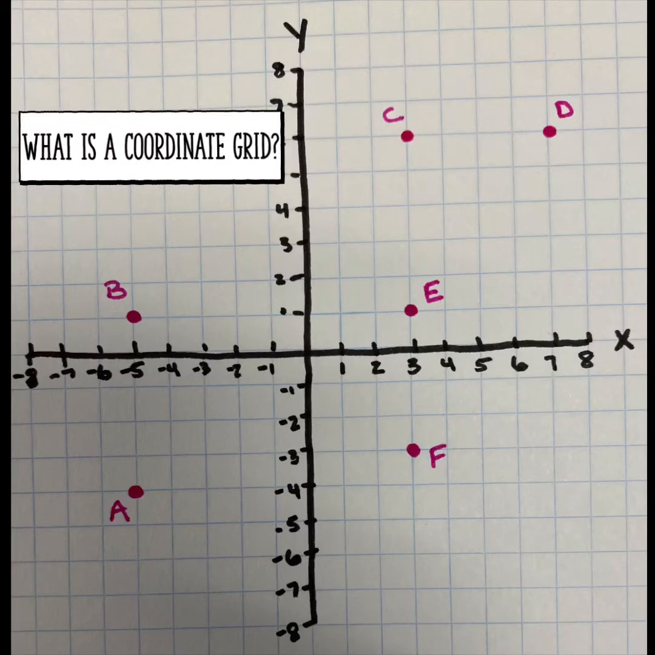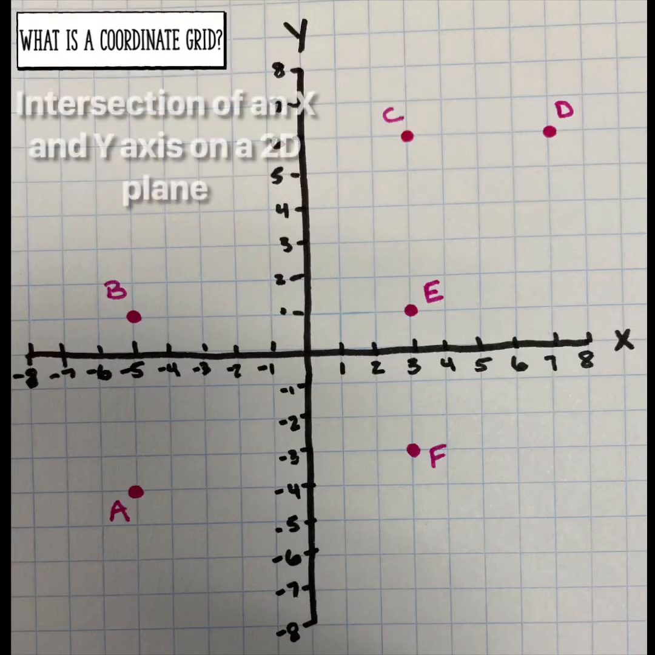So let's start by talking about what is a coordinate grid. By definition, a coordinate grid is an intersection of an x and a y axis on a 2D plane. My x-axis is this horizontal line that goes from left to right on my page. And the y-axis is a vertical line that goes from top to bottom or from bottom to top.